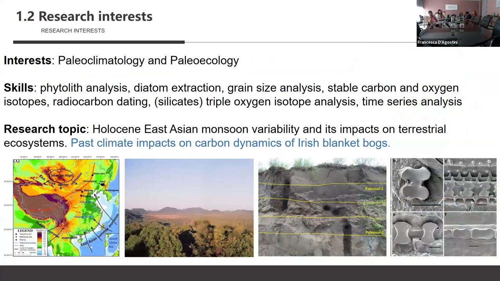My research interest is paleoclimatology. I'm using a variety of proxies like phytoliths and carbon isotopes. Before I went to Ireland, most of my work focused on Holocene climate variabilities and their impact on terrestrial ecosystems, using peatland records and lake sediment records. Currently, I'm working on blanket bogs in Ireland. We try to evaluate how the climate impacts the carbon dynamics of blanket bogs. I was supposed to do a lot of fieldwork to get peat cores from different places in Ireland, date them, and analyze the carbon contents and dynamics.